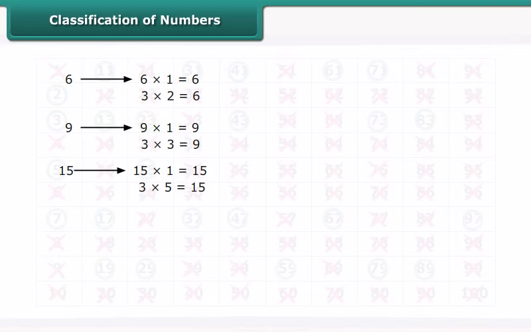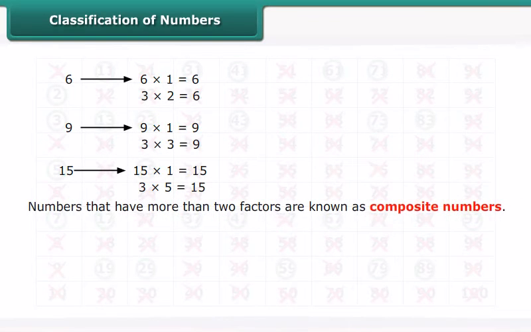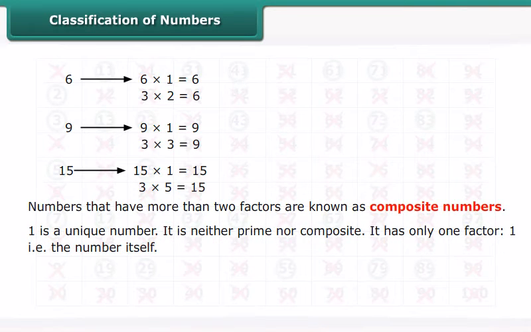All these numbers have more than two factors. Numbers that have more than two factors are known as composite numbers. 1 is a unique number. It is neither prime nor composite. It has only one factor, 1, that is, the number itself.